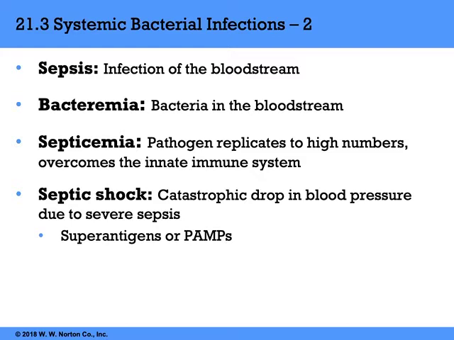And the reason for this is the massive release of histamine by basophils that results in vasodilation and a huge drop in blood pressure. It is usually triggered by things like superantigens. Okay?